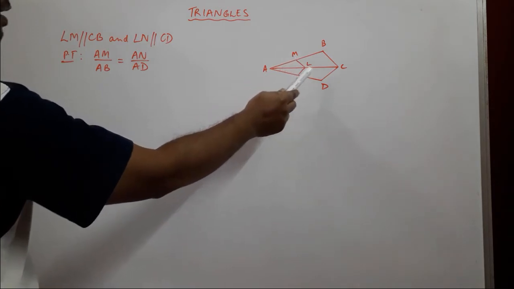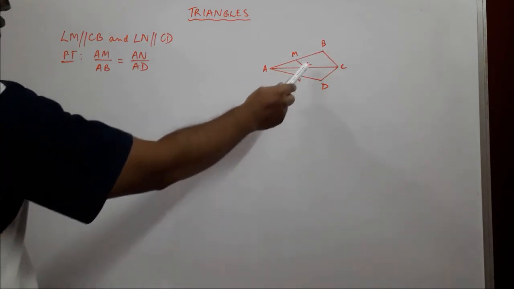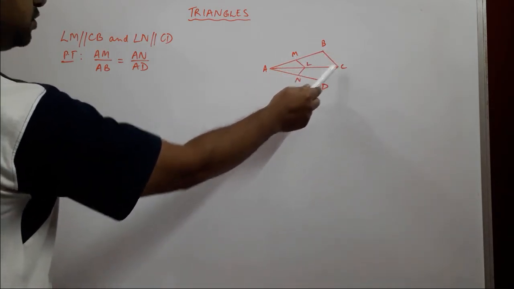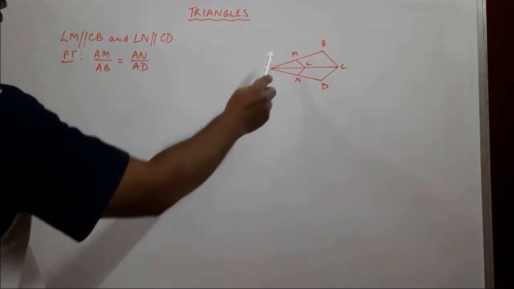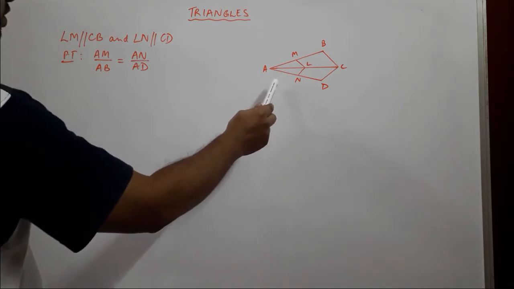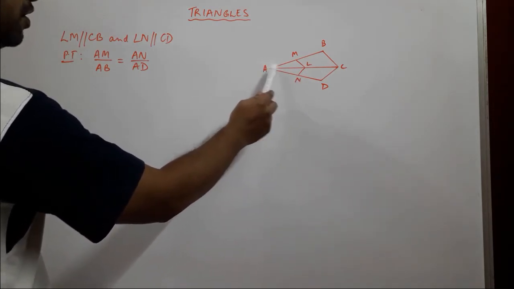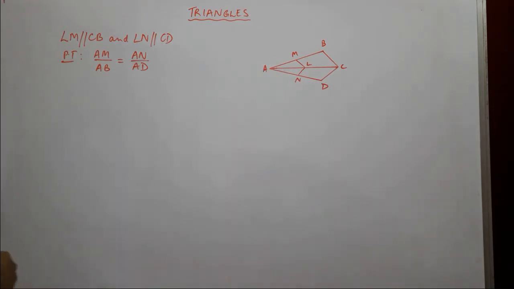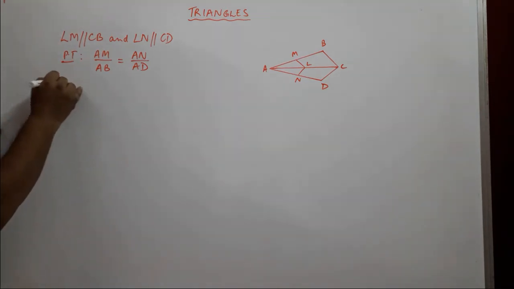LM is parallel to CB and LN is parallel to CD. We are asked to prove AM upon AB is equal to AN upon AD. Okay, so let's begin with our solution.